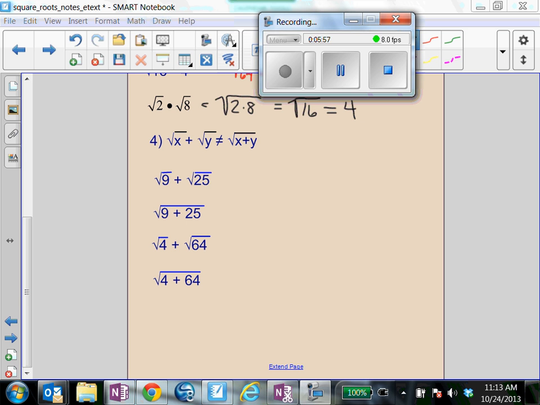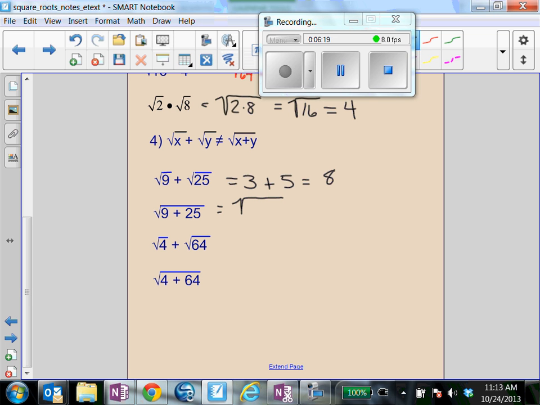The square root of 9 is 3, and the square root of 25 is 5. So the way that notation reads, we have to take the square root first and then we add, because you always do what's under the square root first. We get 8. Then we have the square root of 9 plus 25 under the square root. So we have to add first, since all of that is under the square root, and you always do your square root first. So we get the square root of 34.